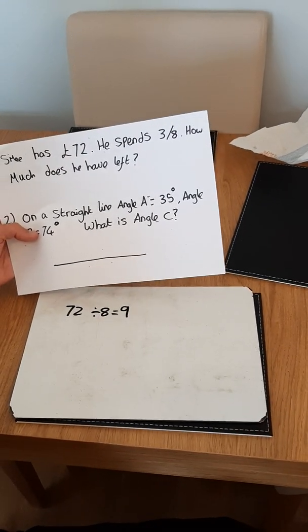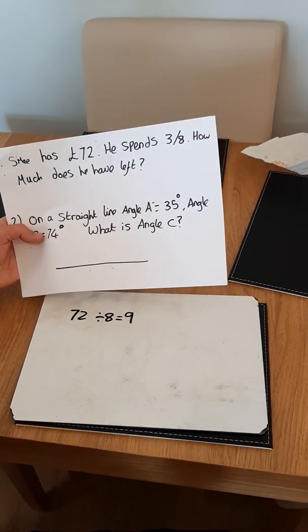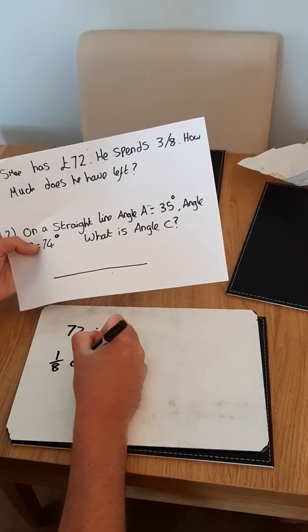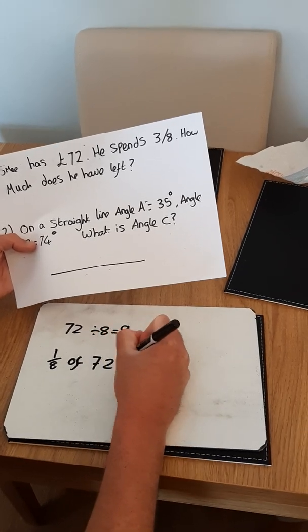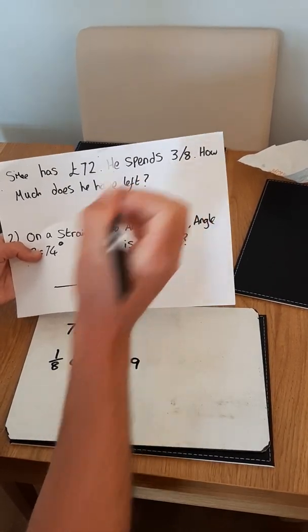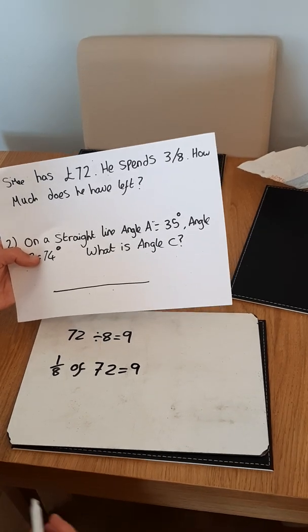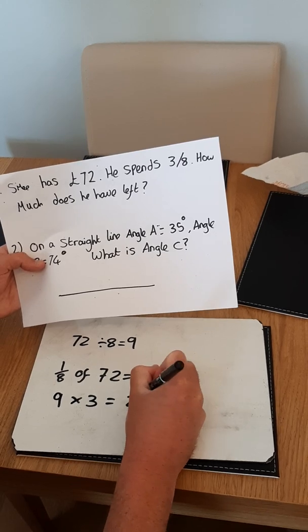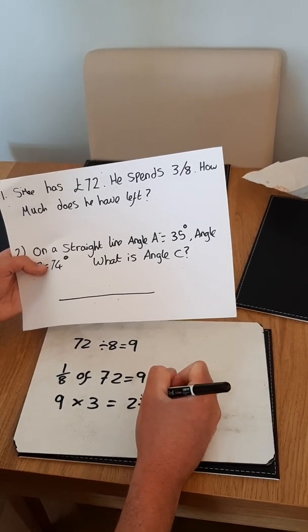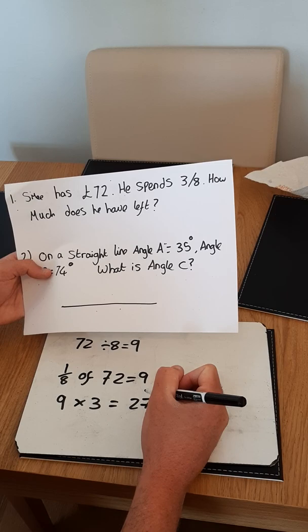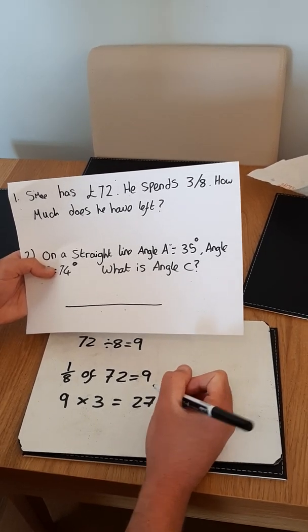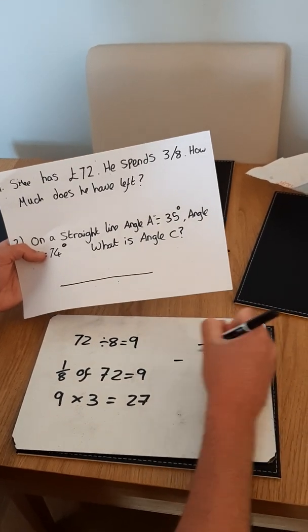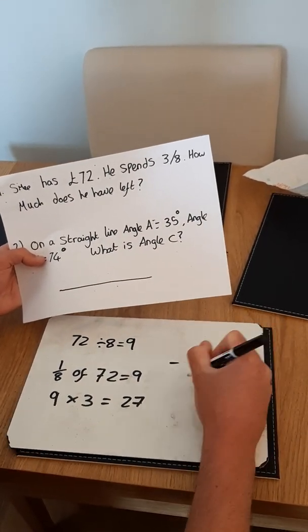Now, he spends 3/8. Now, we've worked out 1/8. So 1/8 of 72 equals 9. But we need to know 3/8. So what we do is we times 9 by 3, which gives us 27. So he has £72, he spends 3/8. So he spent £27. So we get our £72 and we subtract 27.